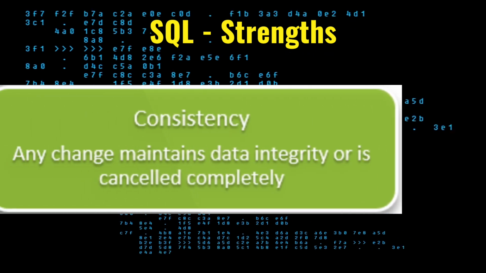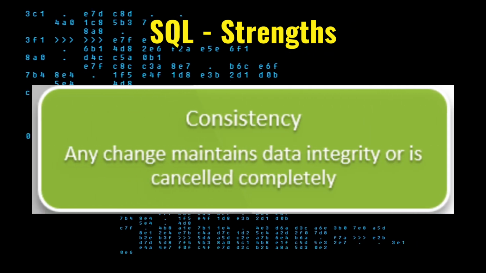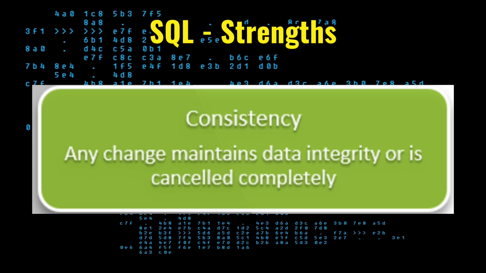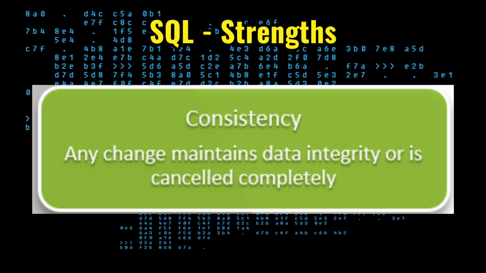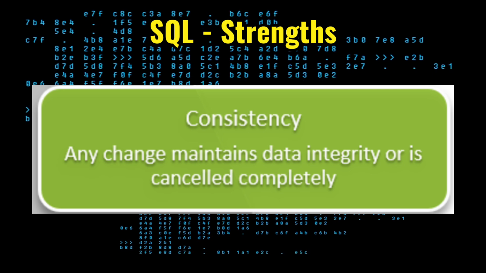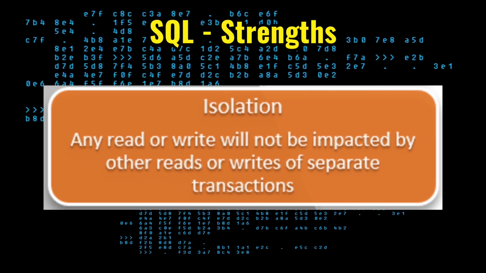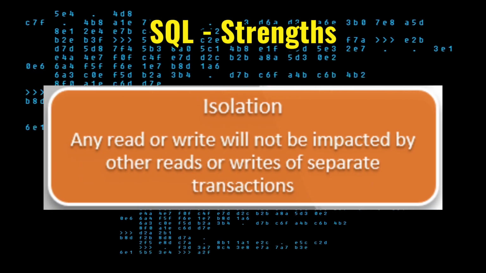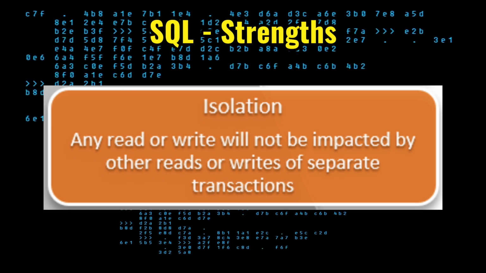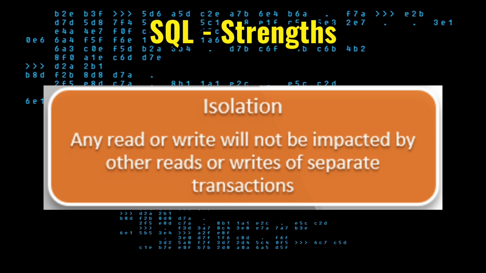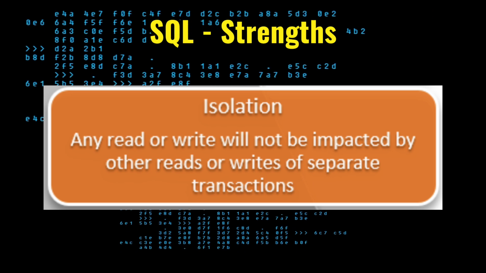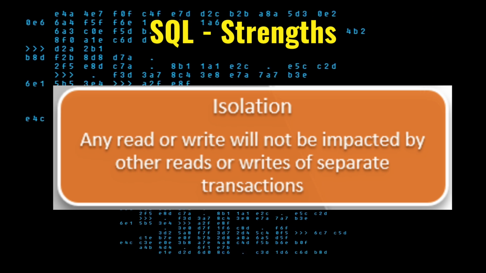Next one is consistent. Transactions maintain the consistency of the database, preserving its defined rules and constraints. Example, in a database where a certain column must contain unique values, if a transaction attempts to insert a duplicate value, the database will reject the transaction to maintain consistency. Next one is isolated. Transactions are executed independently of each other, preventing interference between concurrent transactions. Example, two users simultaneously updating the same bank account balance, each transaction is isolated from the other, so even if they occur simultaneously, one transaction will not interfere with the other's outcome.